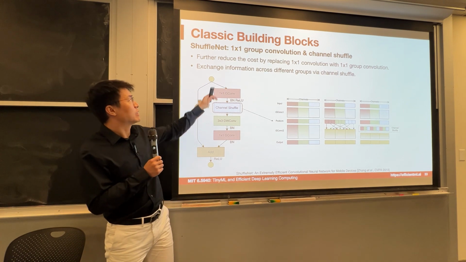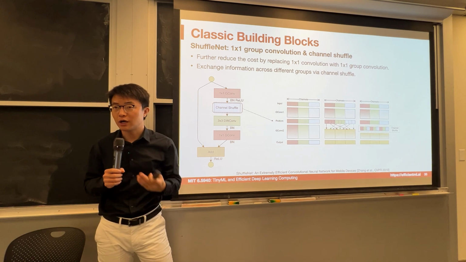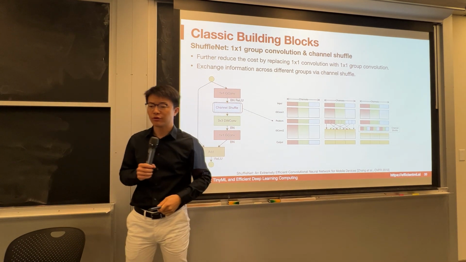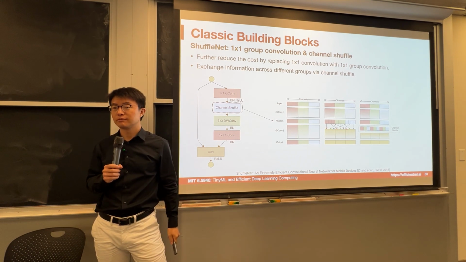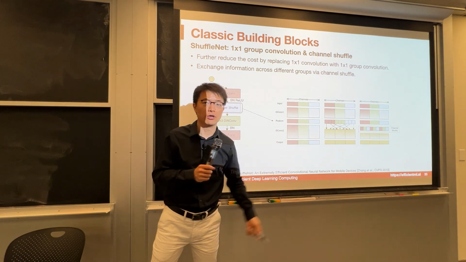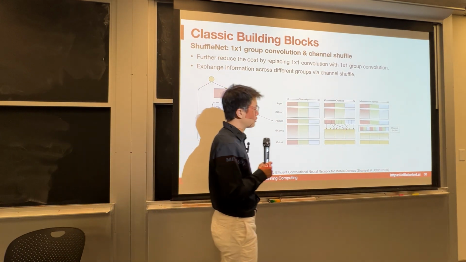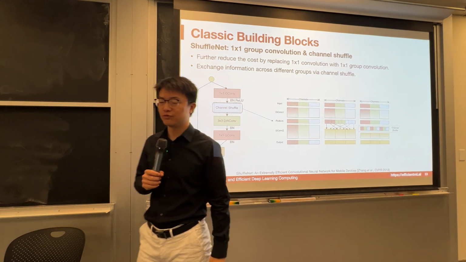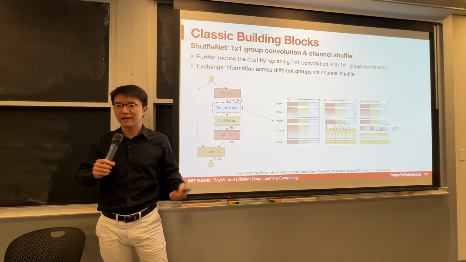So it gets the best of both worlds: it reduces the cost by using group convolution, but it can also encourage this kind of information exchange among different groups through the channel shuffle operation. And this channel shuffle operation needs to be efficiently implemented, since you want to avoid data movement. But luckily, there is no arithmetic operation. There's no MAC, no compute.